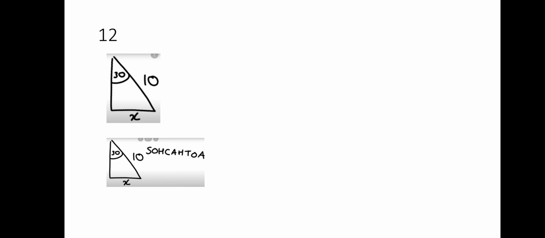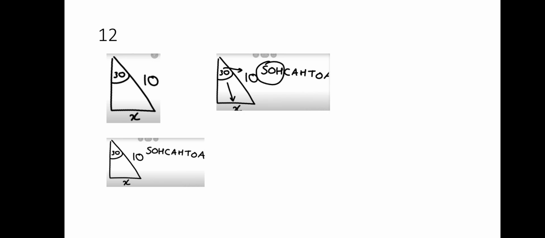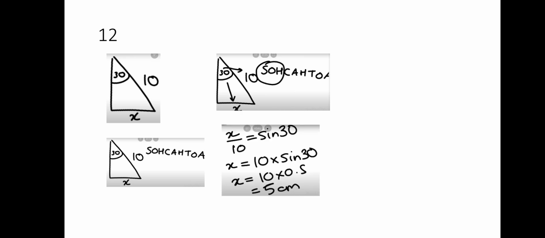And if we consider the sides in relation to the angle, then we can see we have an opposite, which is x, and we have a hypotenuse, which is 10. So that means we need to use the sine ratio. Using the sine ratio, opposite over hypotenuse, that would be x over 10 equals the sine of 30 degrees. And then solving for x, that would be x equals 10 times sine of 30, which gives you 5 centimeters, because the sine of 30 is 0.5.